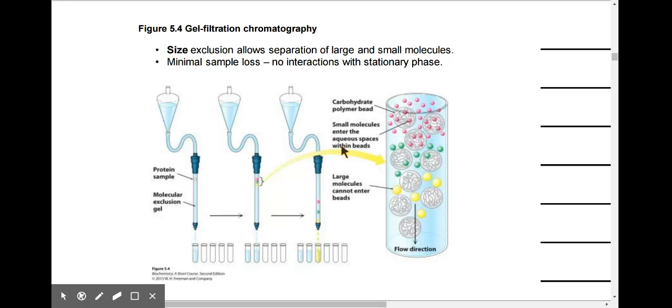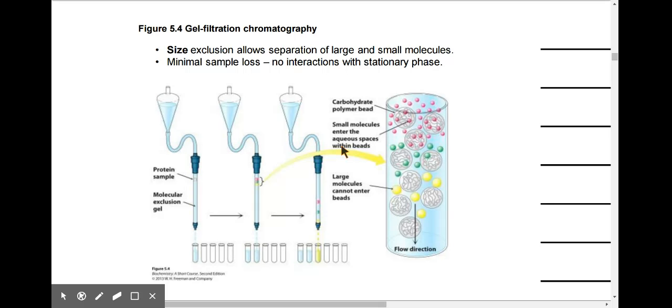They like to be in the right temperature, in the right pH, and in the right environment where there aren't proteases. We run the buffer through the column and separate the proteins based on size. The reason is because we have carbohydrate beads in our solid state of this column. Those carbohydrate beads have tiny little pores in them. Those pores are small enough for these smaller molecules to enter the bead, but too small for these larger molecules to enter the bead.